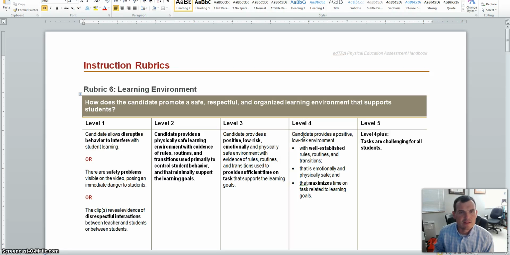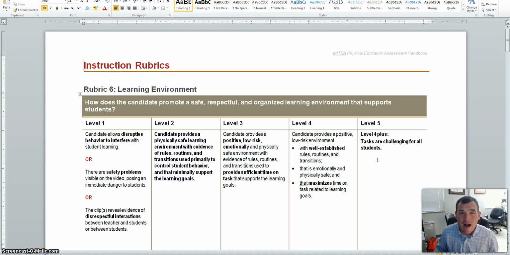Candidate provides a positive, low-risk environment with well-established rules, routines, and transitions that is emotionally and physically safe, and that maximizes time on tasks related to learning goals. The most challenging aspect for beginning teachers in the level 4 category is maximizing time on task. You have to minimize instruction, follow good protocols, and do everything in your power, not only to maximize time on task, but also the amount of feedback that you're providing as a teacher.